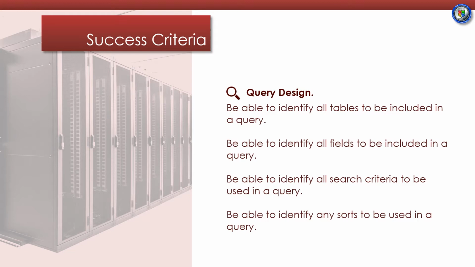By the end of the lesson, we will be able to identify all the tables or entities to be included in a query. Be able to identify all the fields or entity attributes to be included in the query. And be able to identify all search criteria to be used in our query, and be able to identify any sorts to be used within our query. Once again, we should refer to these success criteria throughout the lesson.